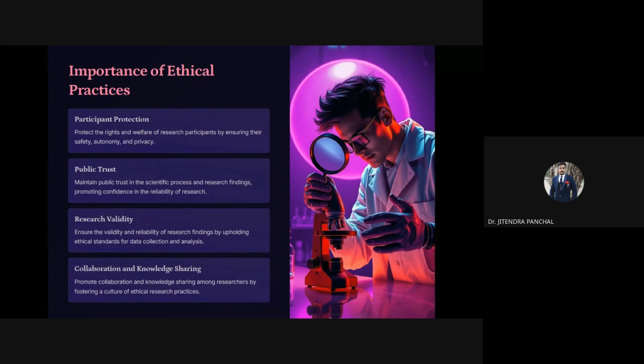Next is collaboration and knowledge sharing, right? Nowadays, when you try to publish any research work, or those who are planning to publish research work, you have mostly observed that they ask for open access. Open access means that whatever research you have done is totally available to readers. They can go through your research work, and they need not pay any kind of charges. So it promotes collaboration and knowledge sharing among researchers by fostering a culture of ethical research practices, right? I hope this is clear to everyone.